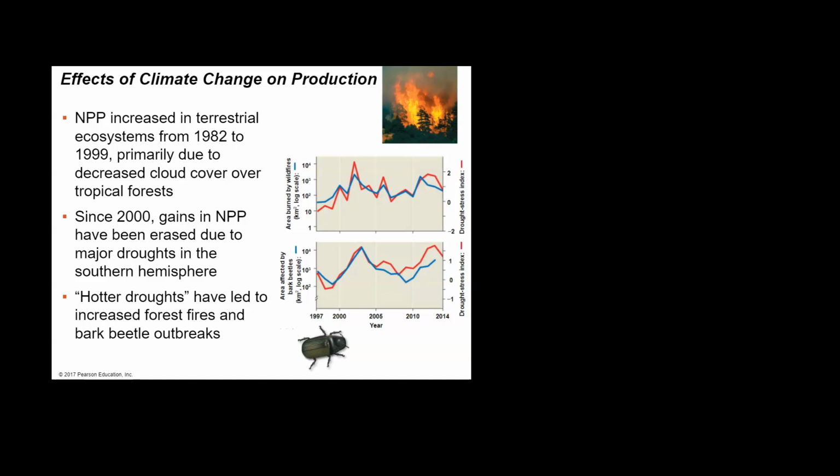particularly in the southern hemisphere. But we see that here in North America as well. And as we see heat increasing, we get what are called hot droughts, which lead to forest fires and infestations. Your book talks about bark beetle, so look at that as an example of an infestation that is actually a result of a change in climate and increasing temperatures.